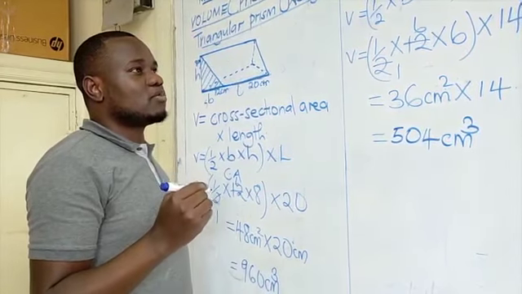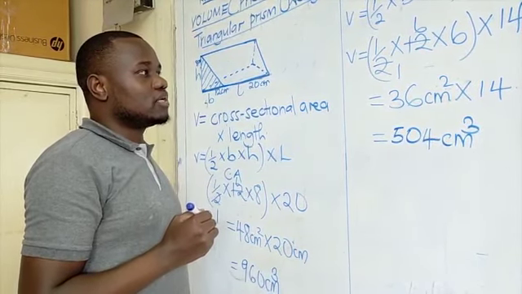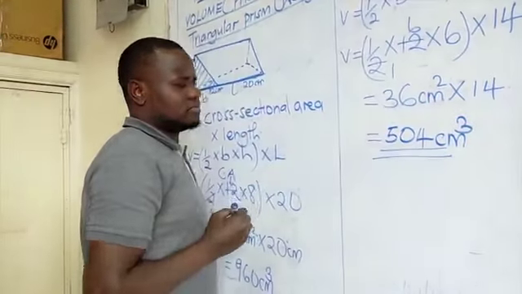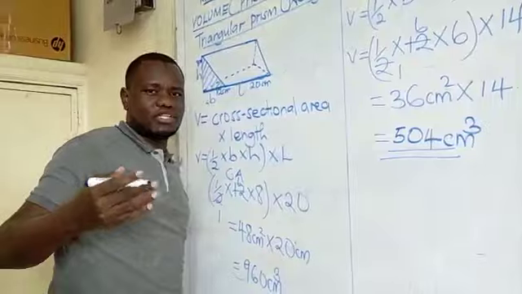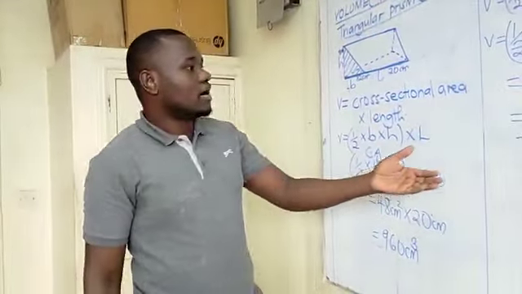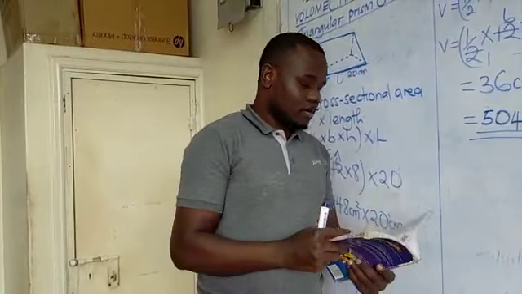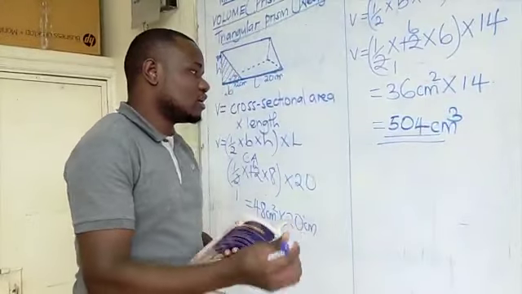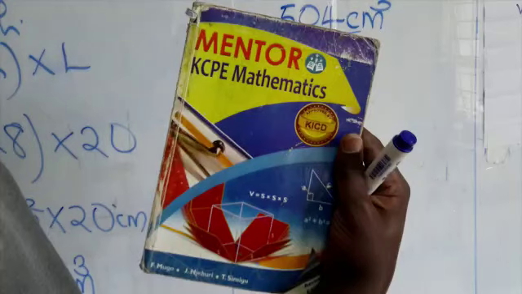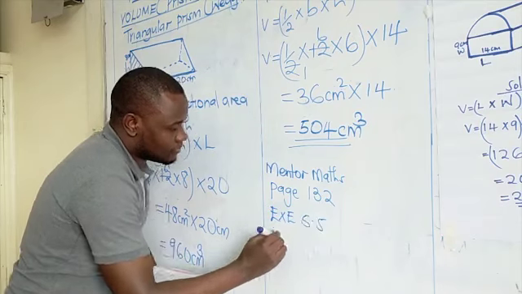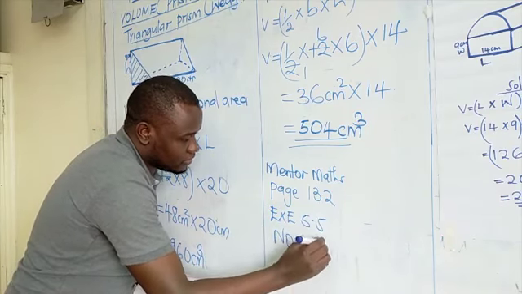Now, good children, in our next lesson, we'll go through the thing. I want to give some homework for us to be able to do. For today's homework, we are going to do in our book, Mentor Math, page 132. We are doing exercise 5.5, number 1 to 10.